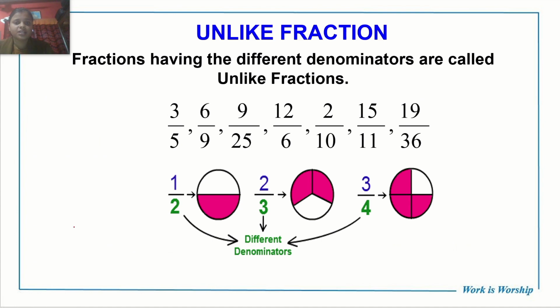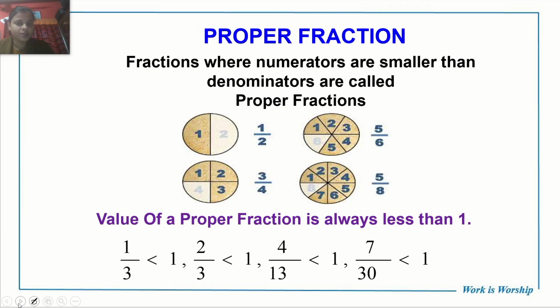Unlike fractions have different denominators, the opposite of like fractions. Like 3 by 5, 6 by 9, 9 by 25, the denominators are different. Okay, are you getting my point?